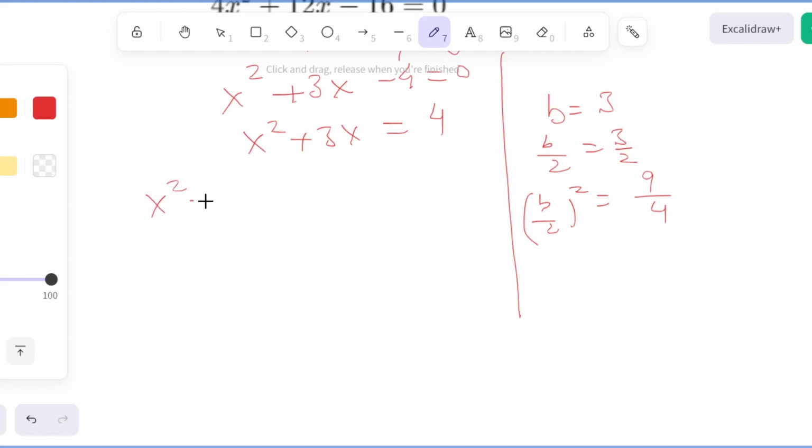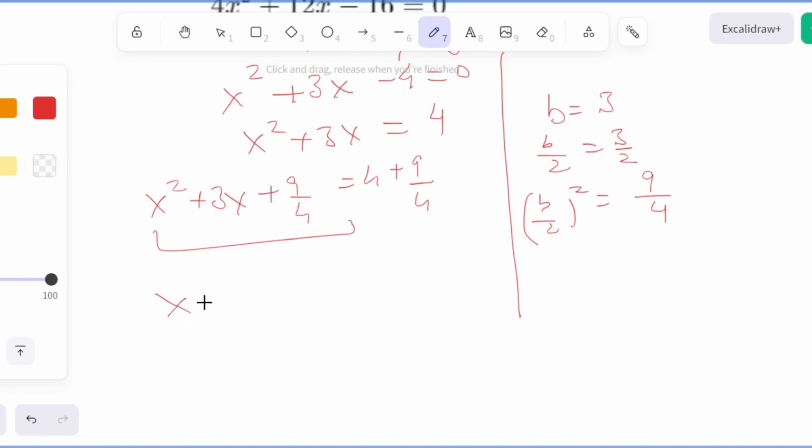Now x square plus 3x plus 9 by 4. You can also do adding both the sides by 9 by 4. Anyhow, if you subtract here minus 9 by 4, it will go to the other side as plus 9 by 4. So once you do the half and square it, whatever you get after squaring it, add it to both the sides. Either add and subtract on the left hand side, or add that thing to both the sides. Now this will become an identity.